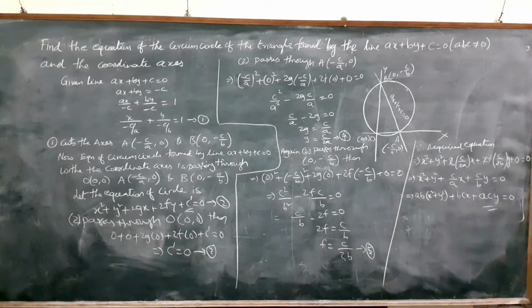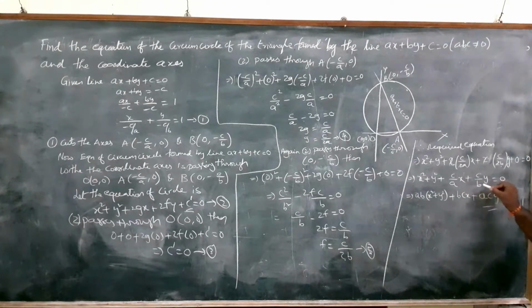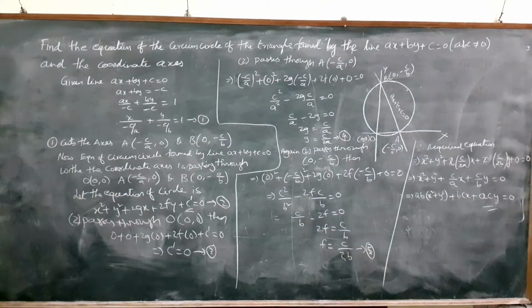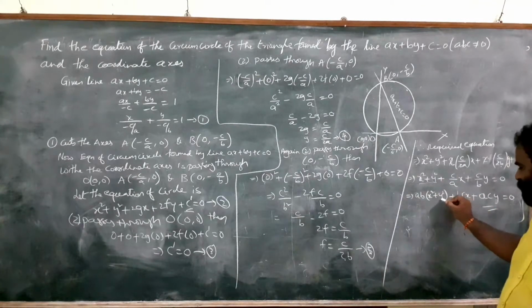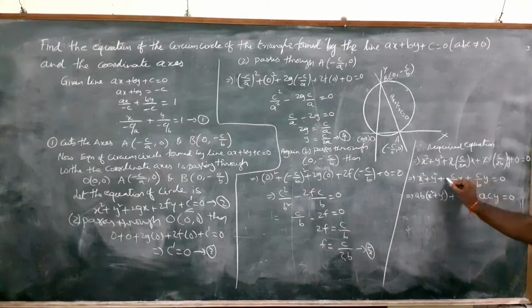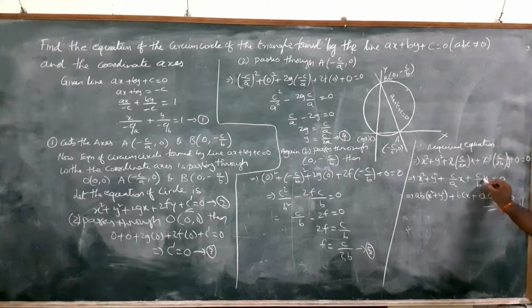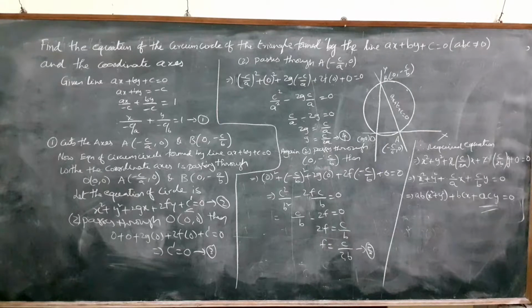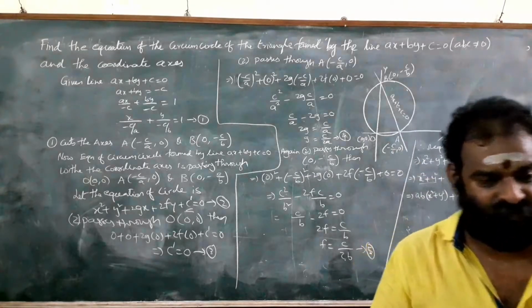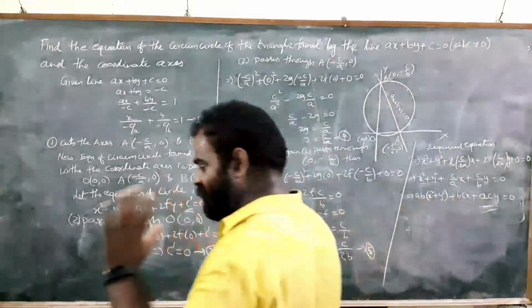So this is the equation. We will convert it into a convenient form. Here the denominator is a and here the denominator is b, so take the LCM as ab. That's why we multiply throughout the equation with ab. So ab(x² + y²) is multiplied; when we multiply ab here, a cancels, so bcx, plus when we multiply with ab here, b cancels, so acy, equal to 0. So this is the required equation of the circumcircle formed by the line ax + by + c = 0 with the coordinate axes.